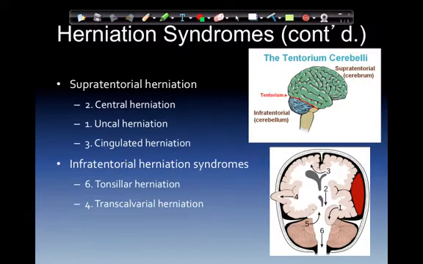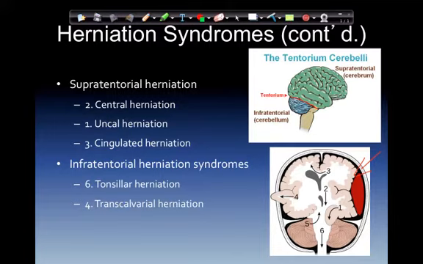So, herniation syndromes continued. We have two forms of it. Let's break them up into two categories: a supratentorial herniation and then an infratentorial herniation. So this right here is the tentorium. Anything occurring here would be infratentorial. Anything occurring here would be supratentorial. Now, in these, we have all of these different kinds. I'm talking about this area here, different kinds of herniation. So, supratentorial herniation is number 2.